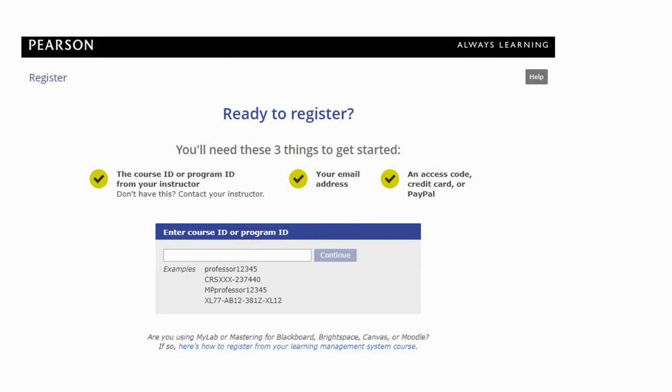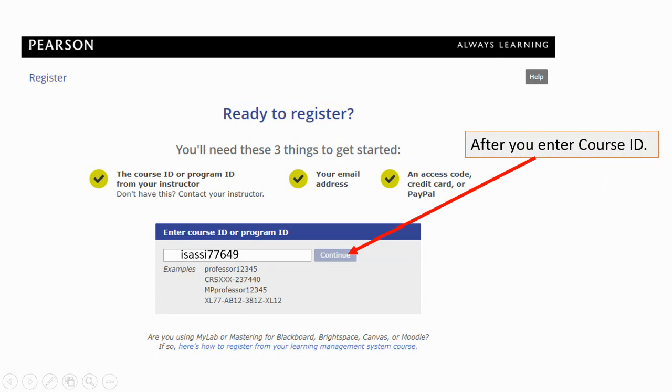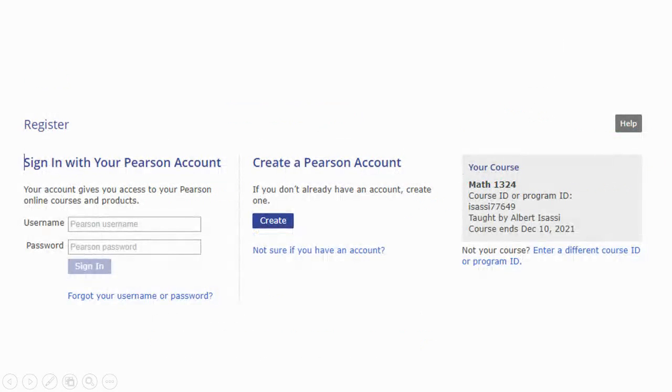The instructor should give you a code. Not the access code, but an ID, the course ID for the instructor. For example, mine, since this was from last year, was the code ISASI 77649. Once you enter the course ID, you're going to hit continue. Once you click on continue, this is the page that you see.